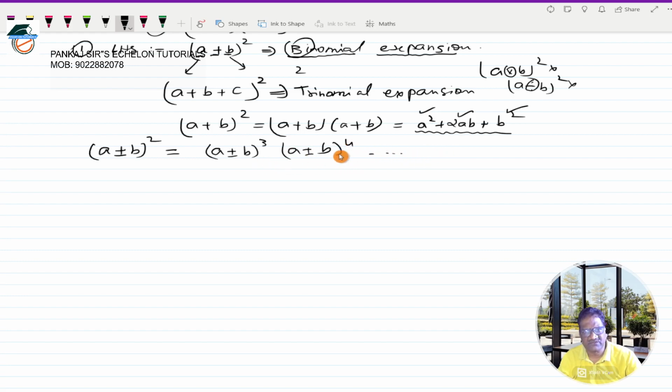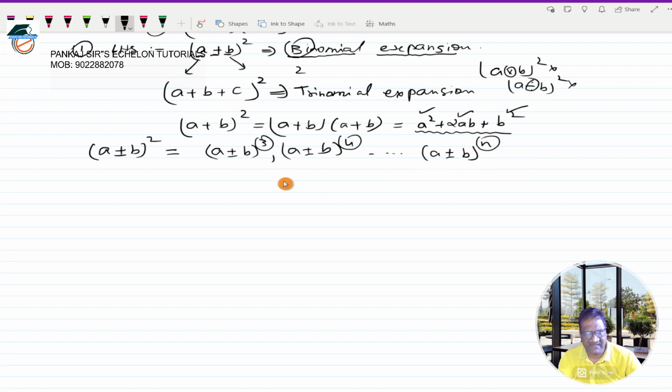So it can be anything. All these are known as (a plus minus b) whole raised to n. All these are known as binomial expansions because these are going to lead to an expansion. The number of terms in the resultant answer of the product is going to increase as your power increases from 3 to 4 to 5 to 6 to n.